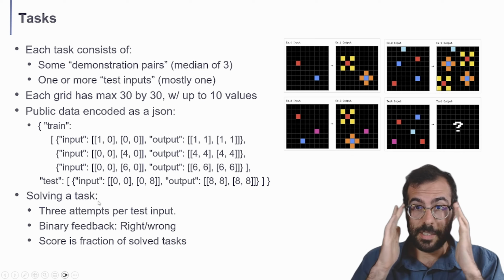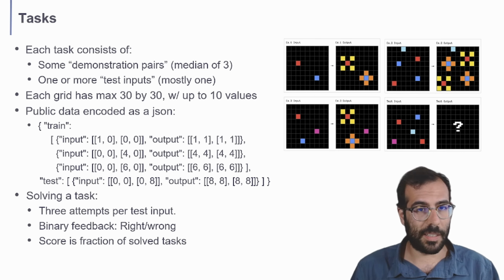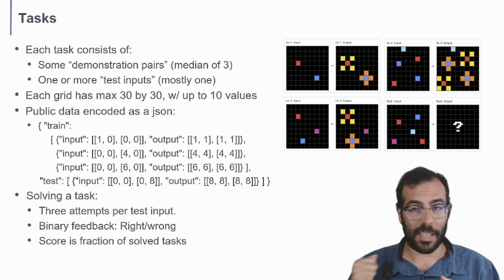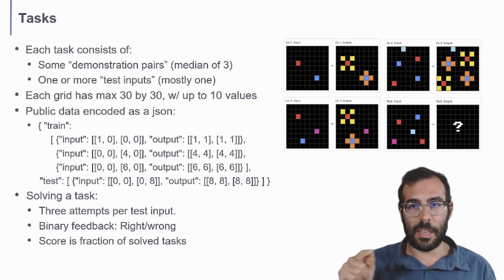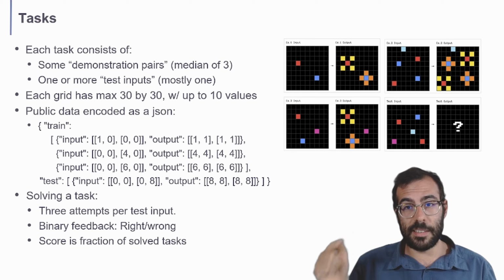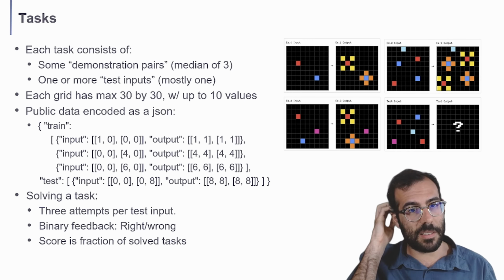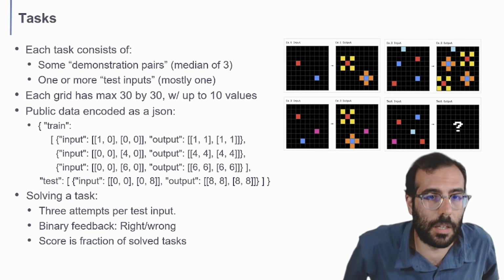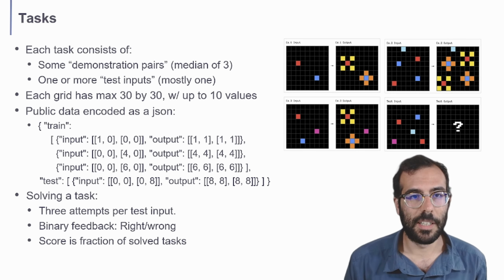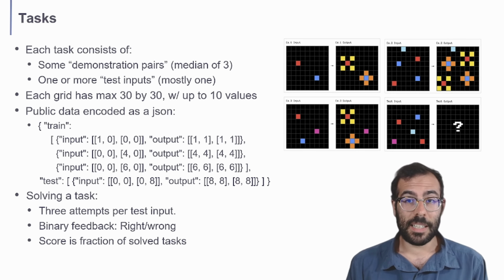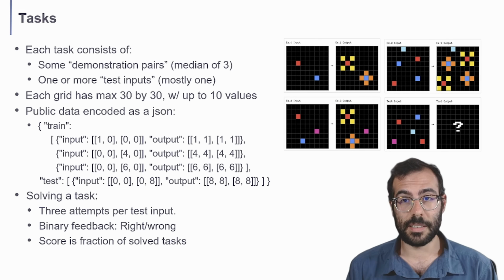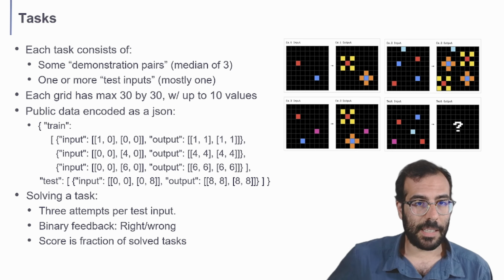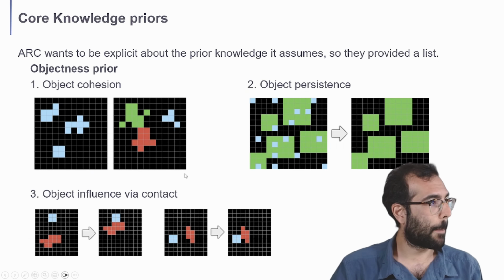So solving a task is slightly more complicated than you might expect. Instead of just getting a single attempt, you get 3 attempts for each test input. And then the score that you get depends on the fraction of solved tasks, where a task is considered solved if at least one of your attempts gets the output correct. The feedback is binary, just right or wrong.